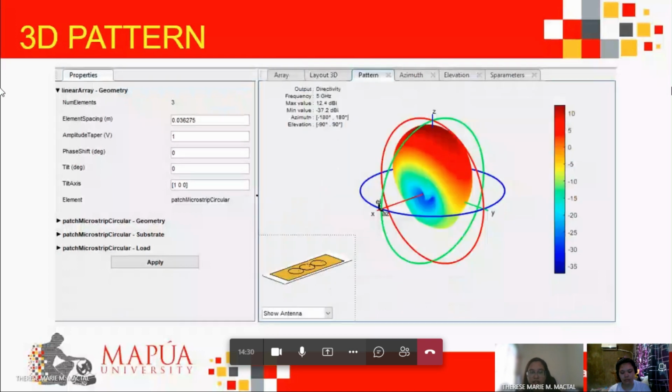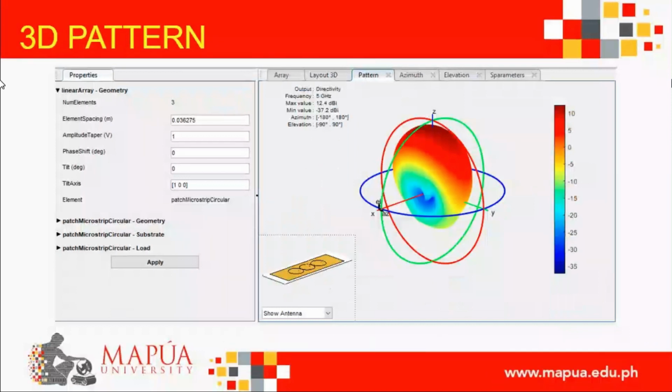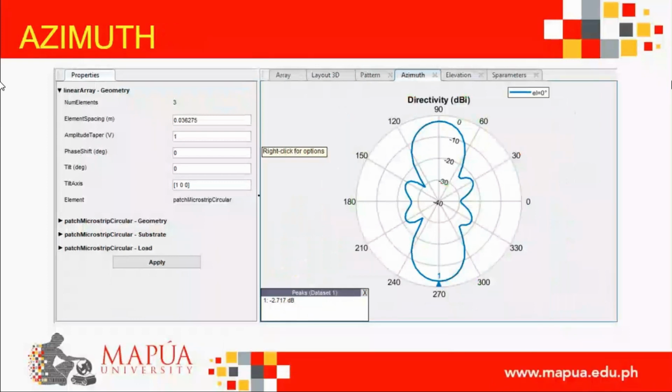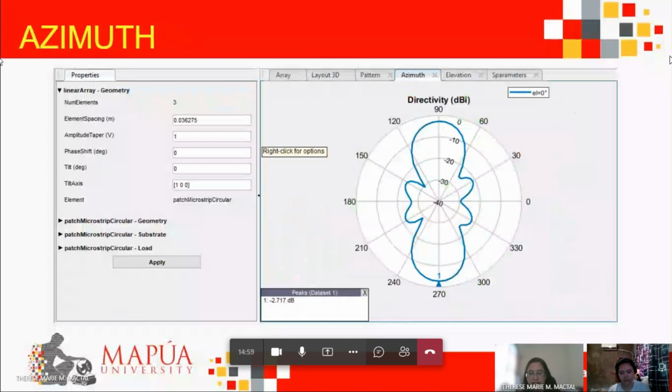For the 3D pattern, we used 5 GHz for its frequency, and the output has a maximum value of 12.4 dBi and has a minimum value of negative 37.2 dBi. Additionally, the intensity of the radiation, as you can see, is upwards. For the azimuth pattern, it shows the radiation pattern of the antenna horizontally or in the XY plane and has a greater intensity in the 90 and 270 degrees. Also, it has a peak value of negative 2.717 dB.